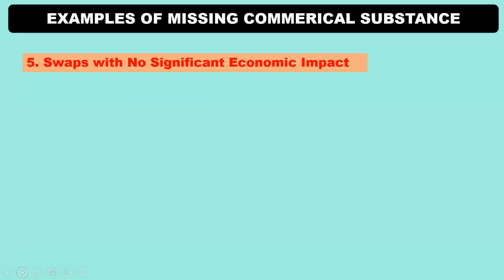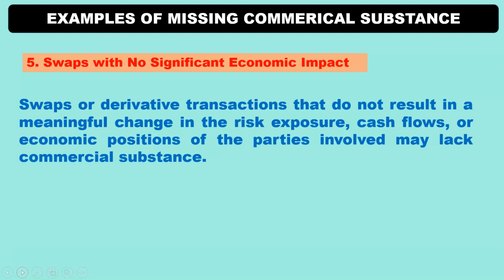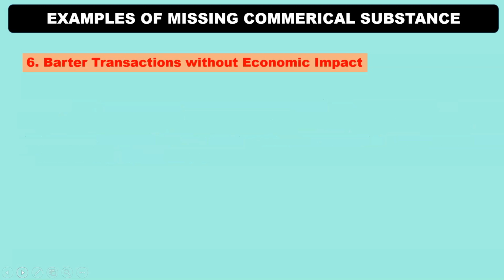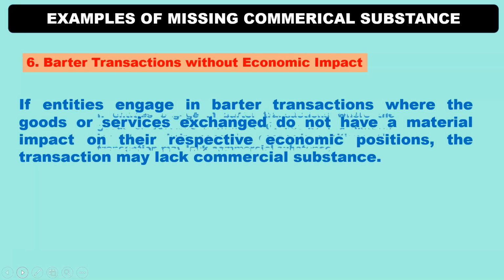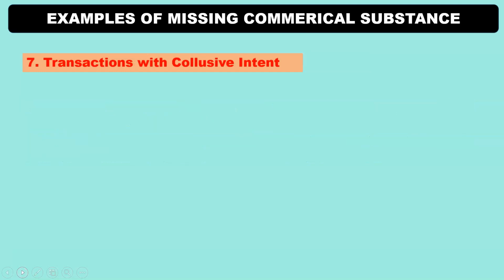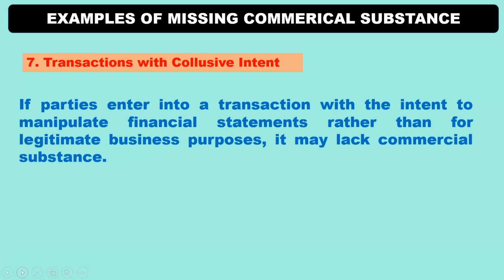Swaps with no significant economic impact. Swaps or derivative transactions that do not result in a meaningful change in the risk exposure, cash flows, or economic positions of the parties involved may lack commercial substance. Barter transactions without economic impact. If entities engage in barter transactions where the goods or services exchanged do not have a material impact on their respective economic positions, the transaction may lack commercial substance. Transactions with collusive intent. If parties enter into a transaction with the intent to manipulate financial statements rather than for legitimate business purposes, it may lack commercial substance.